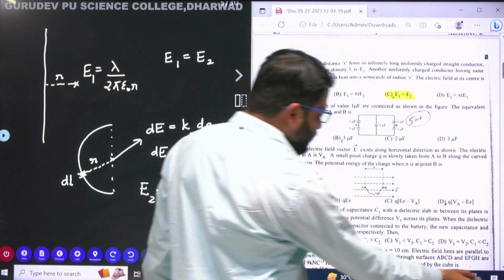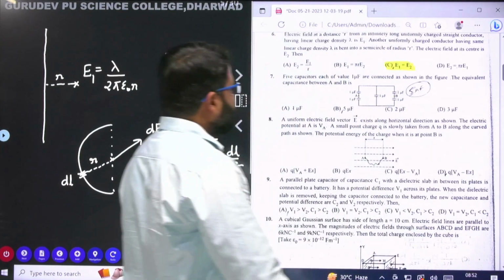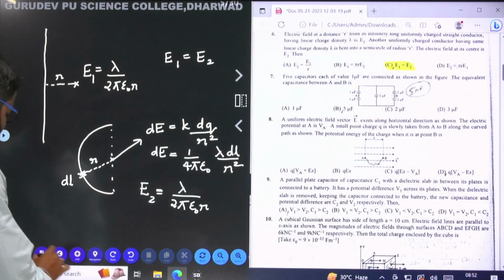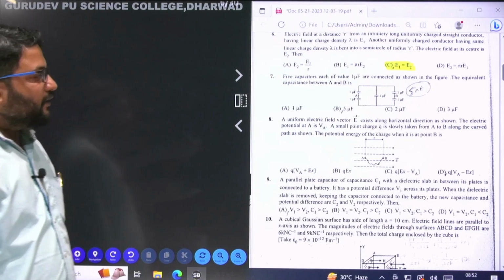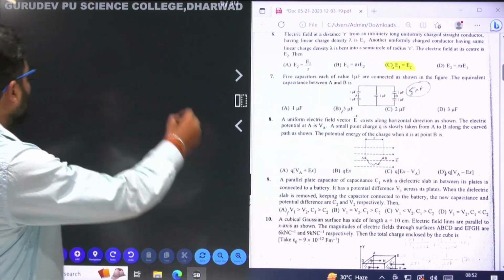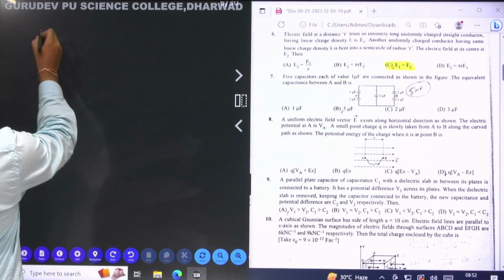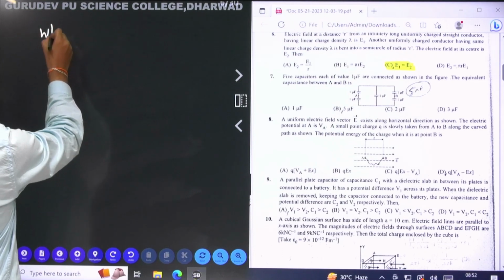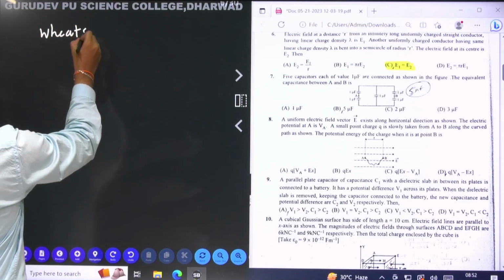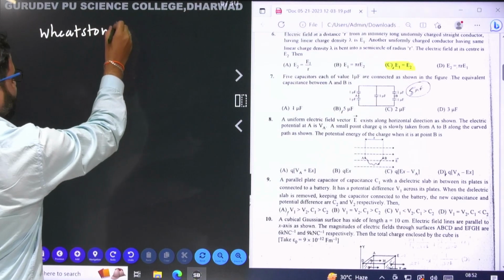Now let's move to the next question, which is 5 capacitors, each of value 1 microfarad. This concept is from the second chapter, but it involves Wheatstone's network.